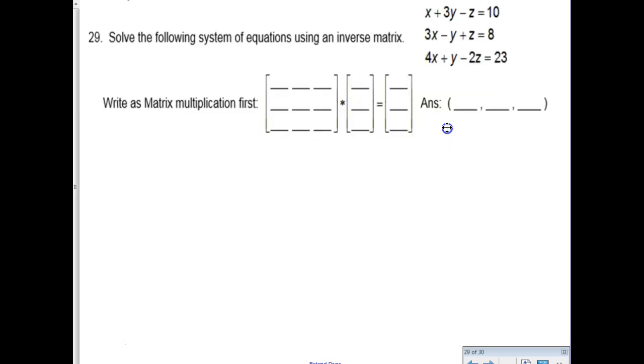Just set it up. Now this one I want it set up as an augmented matrix, and then you're going to go solve. So your coefficients for just the body of the system, so just this part, are 1, 3, -1, 3, -1 and 1, 4, 1, and -2. And then your variable matrix goes in order again, so first x, then y, then z. And then equals the solutions matrix, which again goes in order, so 10, 8, and 23.